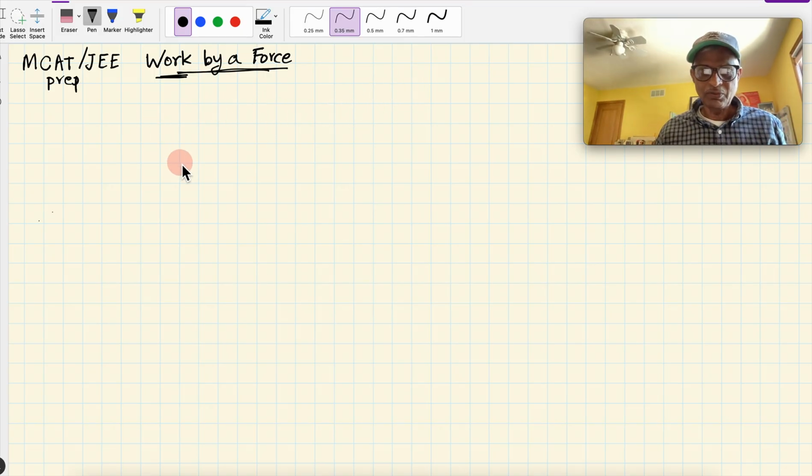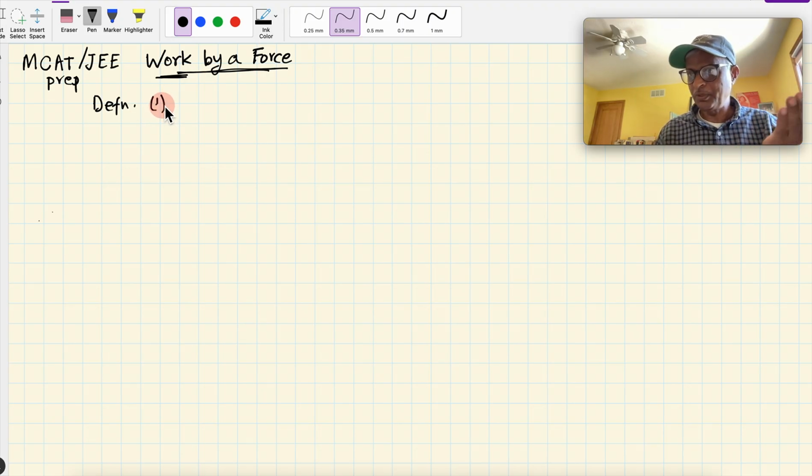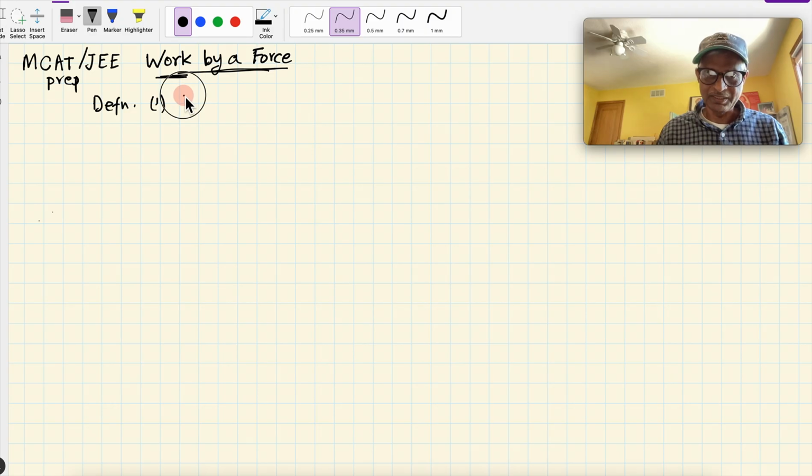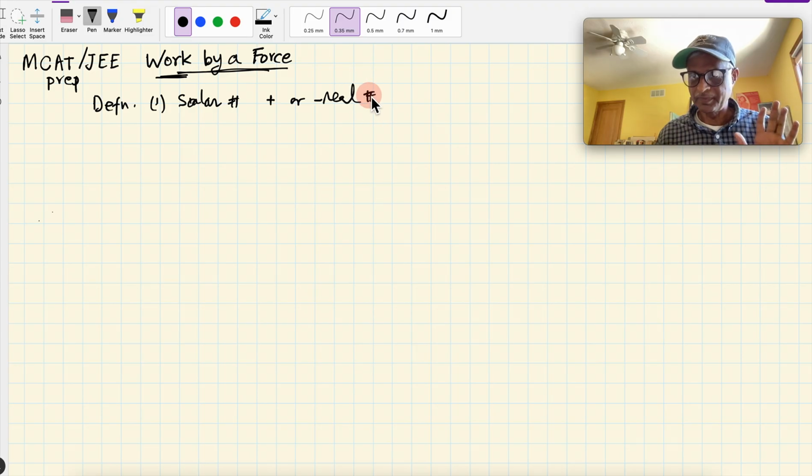Okay, so the way the work is defined is through a line integral. So the basic definition of work is it's one number. It's going to be a positive number or negative number. So this is a scalar number. Okay, it's going to be a positive or negative real number. So that's one thing.